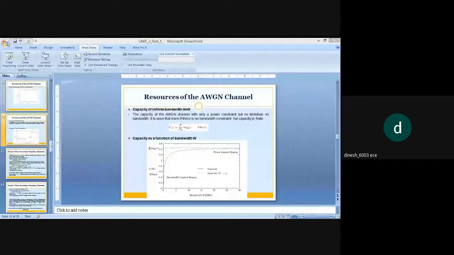So any doubts or any queries till the resources of the AWGN channel, you can type in the chat box. From 5 to 10 minutes of time will be given. Then we'll proceed on to the linear time invariant.